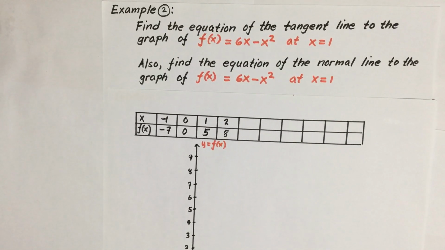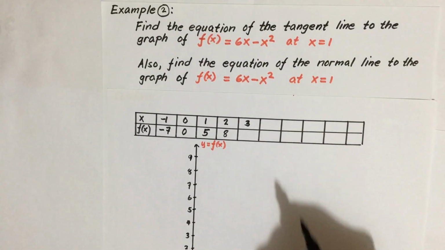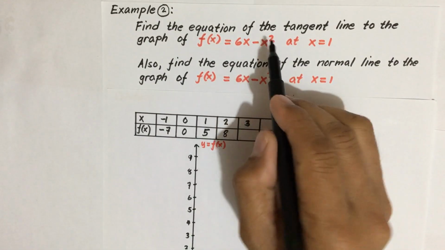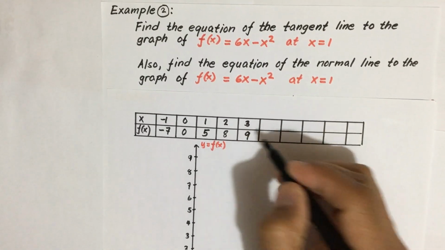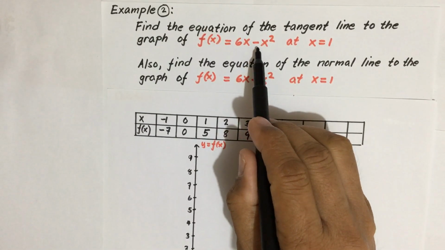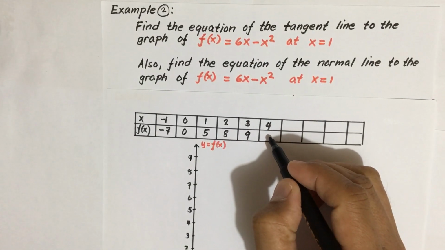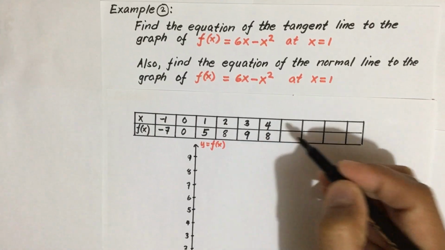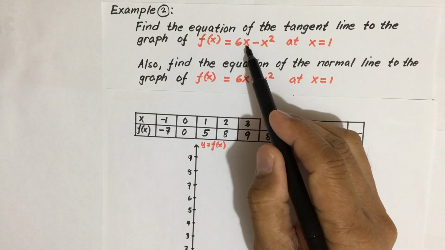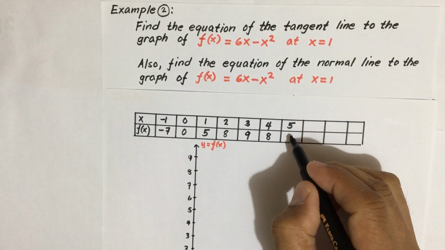Now when x equal to 3, so this is 6 times 3, 18, minus 3 squared, 9. So 18 minus 9, so equal to 9. When x equal to 4, so 6 times 4, 24, minus 4 squared, 16. So 24 minus 16, that is 8. Then when x equal to 5, so 6 times 5, 30, minus 5 squared, 25. So 30 minus 25 equal to 5.